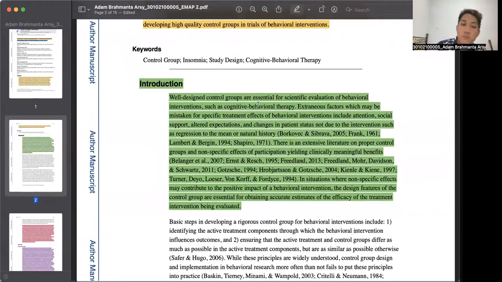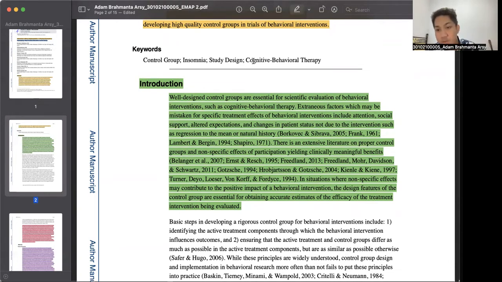The introduction. Well-designed control groups are essential for scientific evaluations of behavioral interventions, such as cognitive behavioral therapy. External factors which may be mistaken for specific treatment effects of behavioral interventions include attention, social support, altered expectations, and changes in patient status not due to the interventions, such as regression to the mean or natural history. It's from Borkovec and Sibrava, 2005.